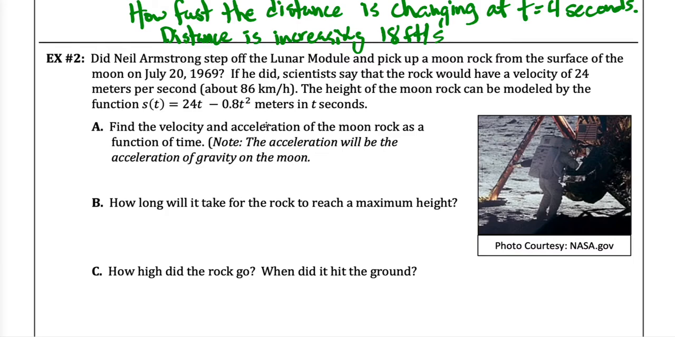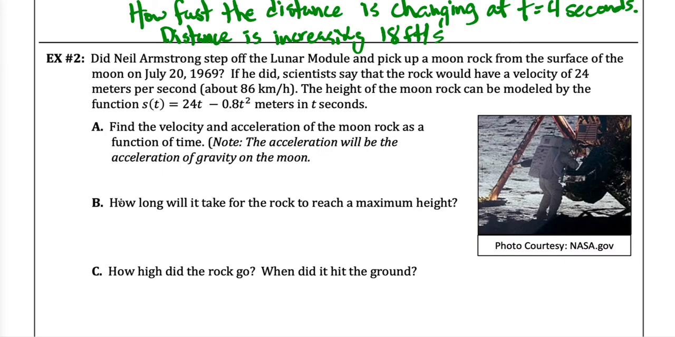Okay, so did Neil Armstrong step off the lunar module, pick up a rock from the surface of the moon? If he did, scientists say that the rock would have a velocity of 24 meters per second. The height of the moon rock can be modeled by the function s of t equals 24t minus 0.8t squared meters in t seconds. Find the velocity and acceleration of the moon rock as a function of time.